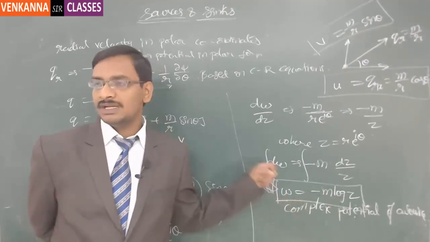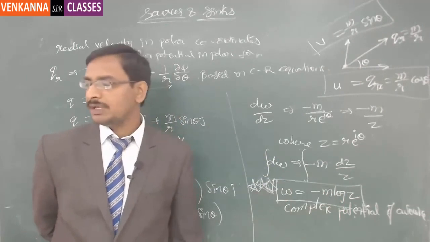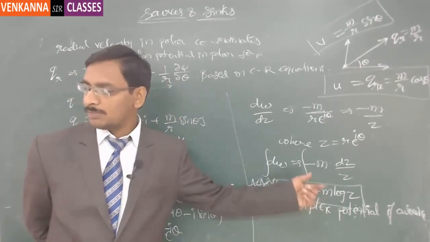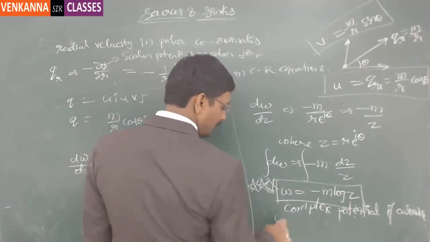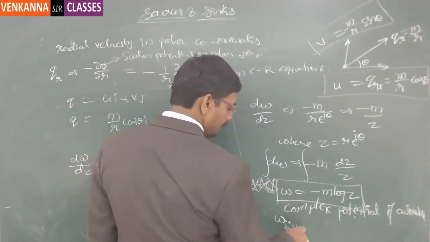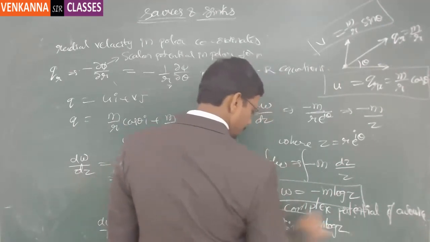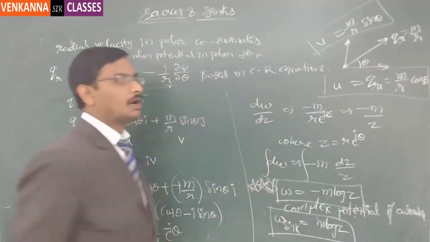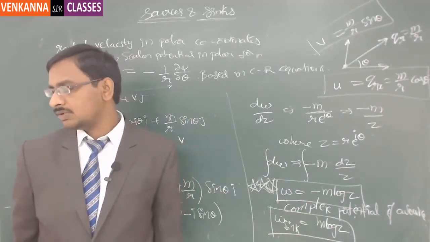So straight away, if there is a source, then you can replace the complex potential there as minus m log z. If there is a sink, then minus m will become plus m. That is the difference. So for a sink, W sink is nothing but m log z. This is the complex potential of a sink which is located at z equal to 0.